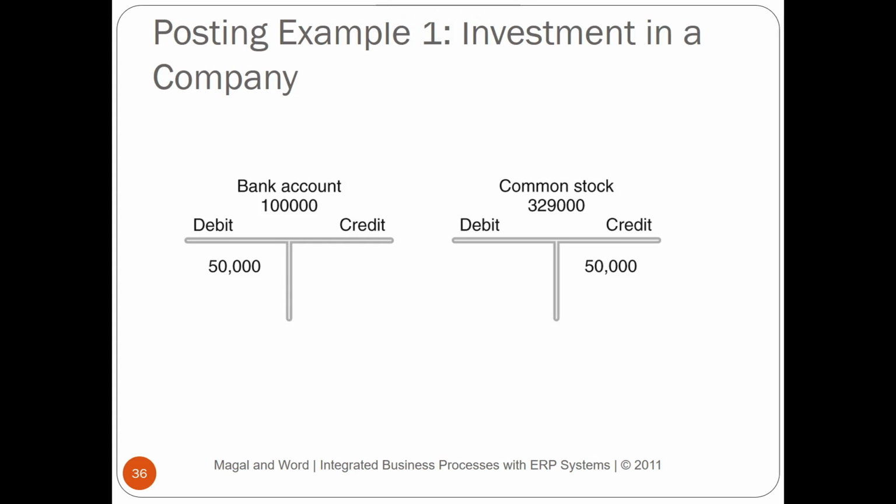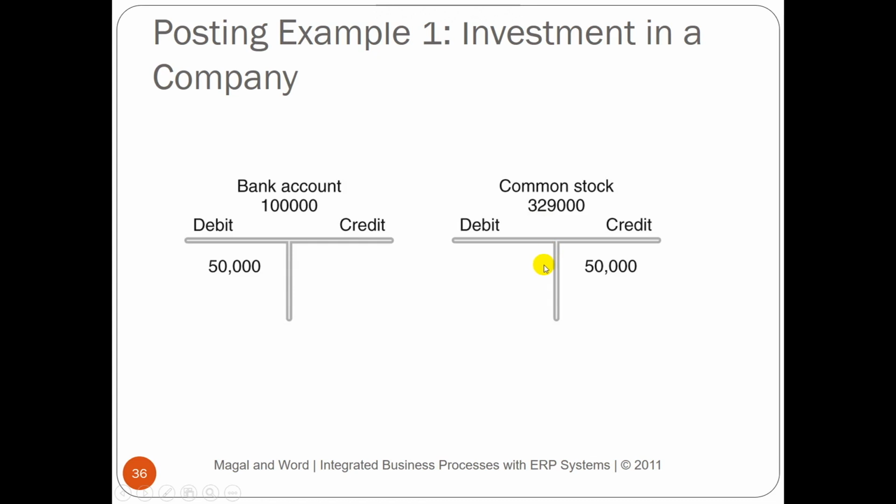A venture capitalist invests 50,000 USD in GBI US, which GBI deposits into its bank account. The investor receives the GBI common stock at $1 per share. How is this transaction recorded in the general ledger? So the first step is to identify the relevant accounts. For this transaction, the appropriate accounts are the bank account and the common stock, and they have their codes here.